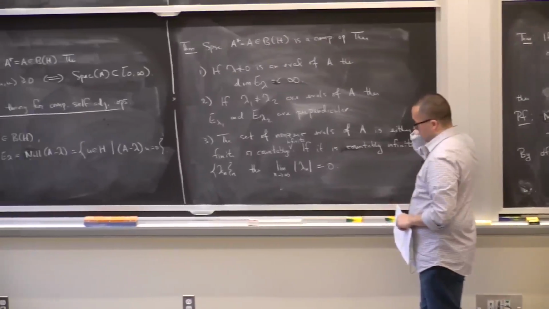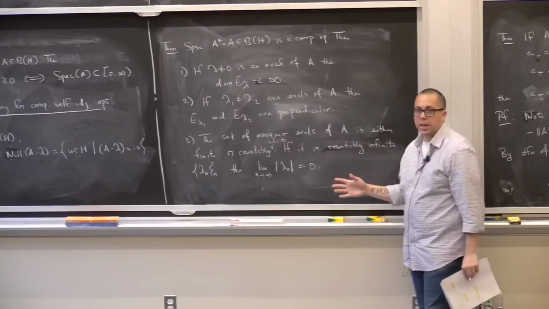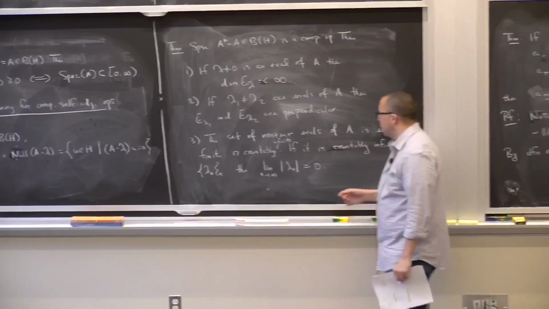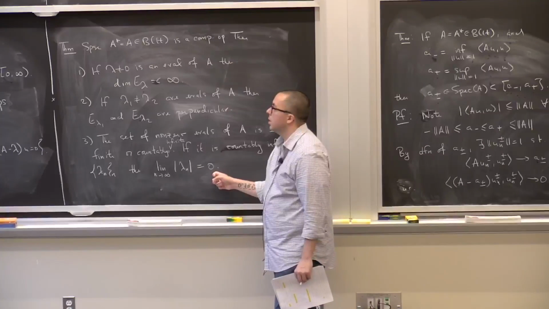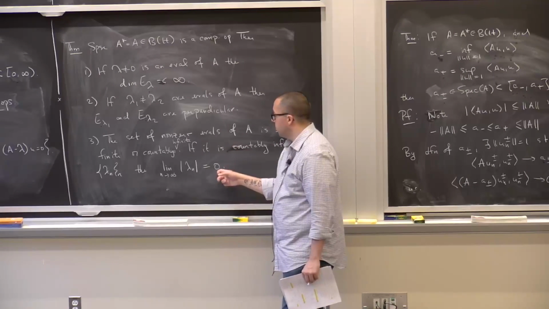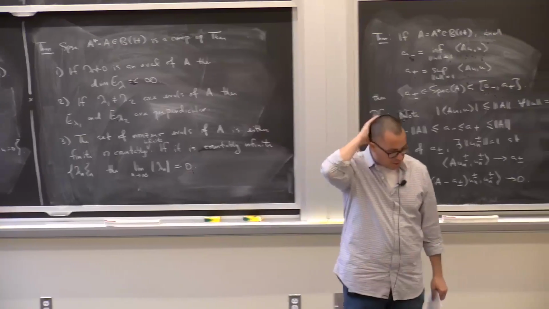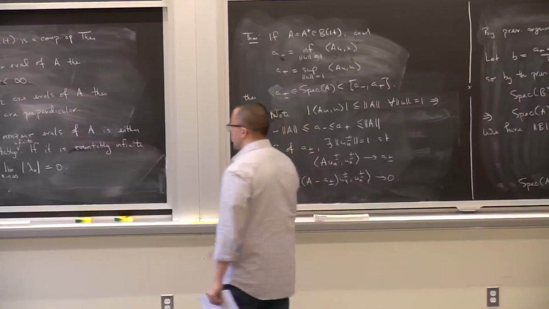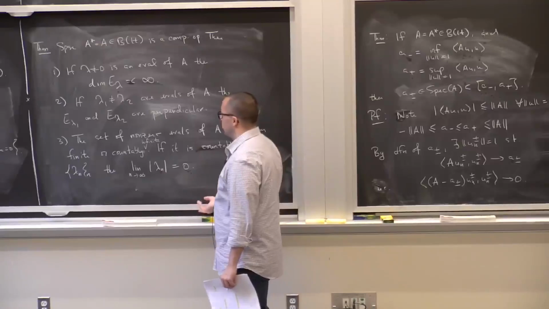In particular, this implies that if I have a compact self-adjoint operator with infinitely many eigenvalues, then 0 is in the spectrum of this operator, right? Because the spectrum is a closed set, so it's closed under taking limits. And since these are in the spectrum, the limit has to be in the spectrum.